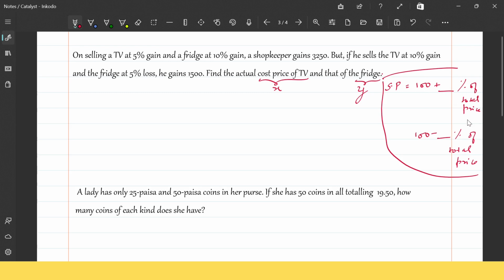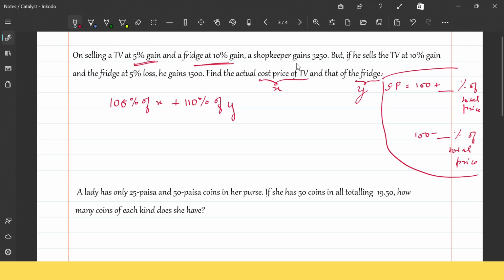100 plus that much gain, right? So 100 plus 5% gain will give me 105% of X. This is the selling price of the TV now. 5% gain he is selling, right? So 105% of X. Then he is selling a fridge also at 10% gain. So 110% of Y is what he is selling.